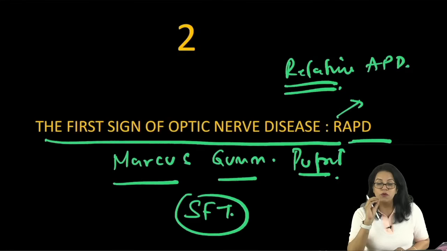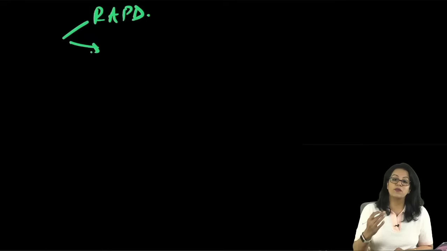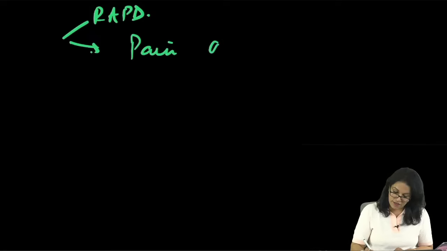Another question. When you are talking about the signs of optic nerve disease, we know that any optic neuritis can be a papillitis, retrobulbar neuritis or neuroretinitis. What is the other feature to catch hold of retrobulbar neuritis? One is RAPD. The other feature which will help me to diagnose retrobulbar neuritis is pain on eye elevation. Again, I am mentioning this because this has been your exam question.